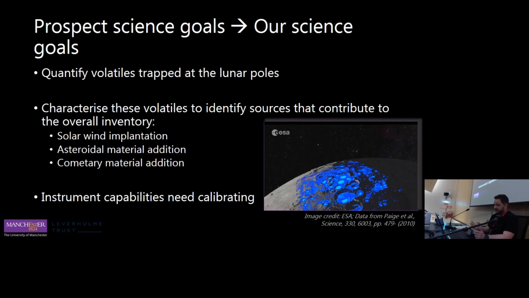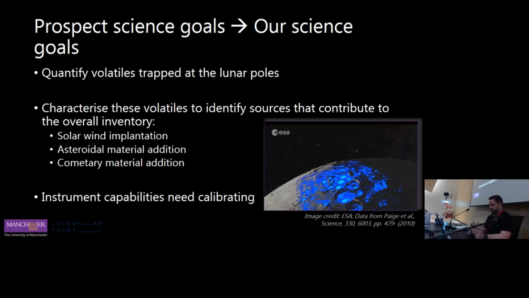So just to recap for those that might not know, two of the defined science goals of Prospect are first, the quantification of volatiles trapped at the lunar polar regions, and second, to characterize these volatiles in regards to their sources. That's identifying if the volatiles found at the poles are from solar wind implantation, asteroidal or cometary impact delivery.